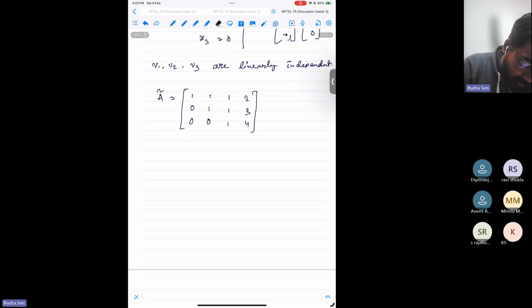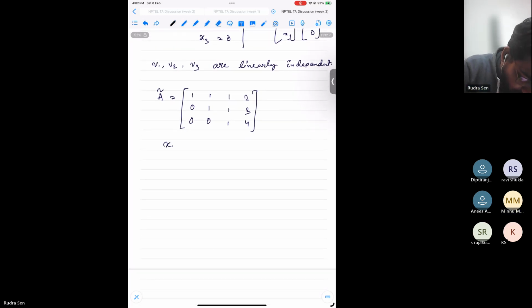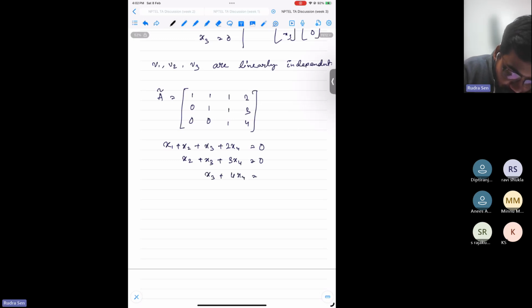So what are the equations? x1 plus x2 plus x3 plus 2x4 equals 0. Then x2 plus x3 plus 3x4 equals 0. And x3 plus 4x4 equals 0. So now you can see there are 3 pivot elements, 1, 2, 3. And there is 1 free variable, that is x4.